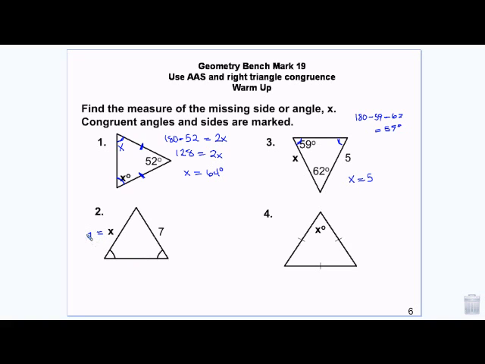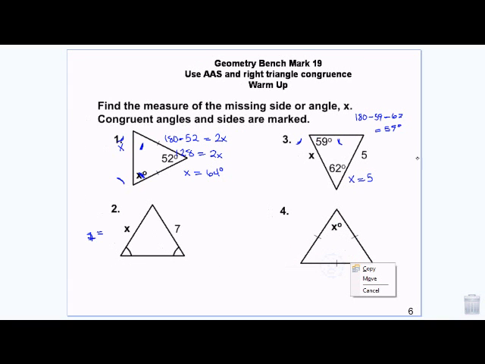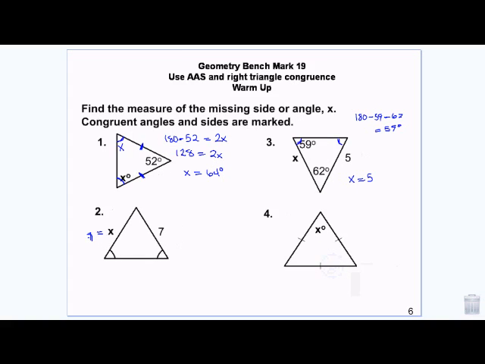Okay, x will be 7. And this is an equilateral triangle. All three sides are the same. If all three sides are the same, all three angles are the same. So I'm just going to divide by 3, and I am going to get x equals 60 degrees.